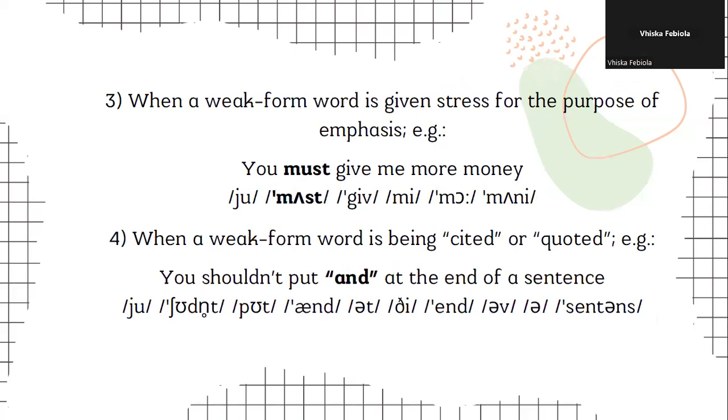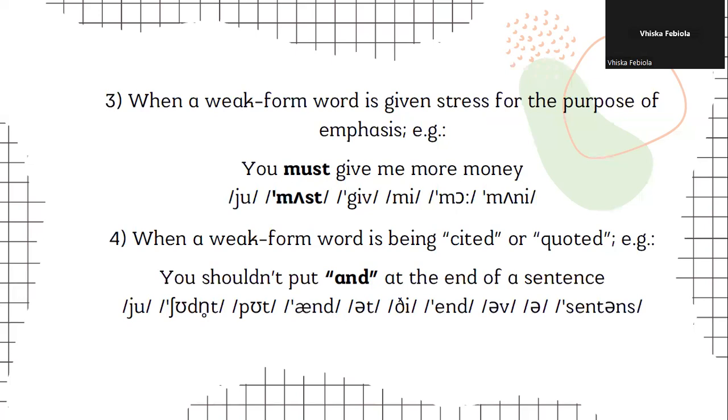The third rule is when a weak form word is given stress for the purpose of emphasis, such as, you must give me more money. Here we can see that the "must" has a little bit of push in its pronunciation to give emphasis on the word. And the last rule is when a weak form word is being cited or quoted. Example, you shouldn't put "and" at the end of the sentence. Here, the "and" is given a little bit of emphasis, just like the "must" from the previous example, because it was cited or quoted.